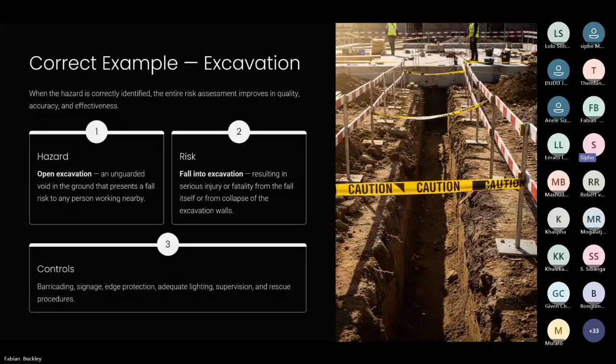That would be gravity, Fabian. Sorry? Gravity. Yes, correct. Perfect. Thanks, Rani.